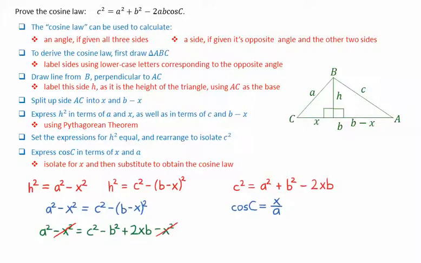We can then use the fact that cosine of angle C, which is equal to the adjacent side divided by the hypotenuse, is equal to X over A. We can then rearrange this to isolate X. X is equal to A times cosine of C. We can then substitute X as being A times cosine of C. This then results in the cosine law. C squared equals A squared plus B squared minus 2AB cosine angle C.